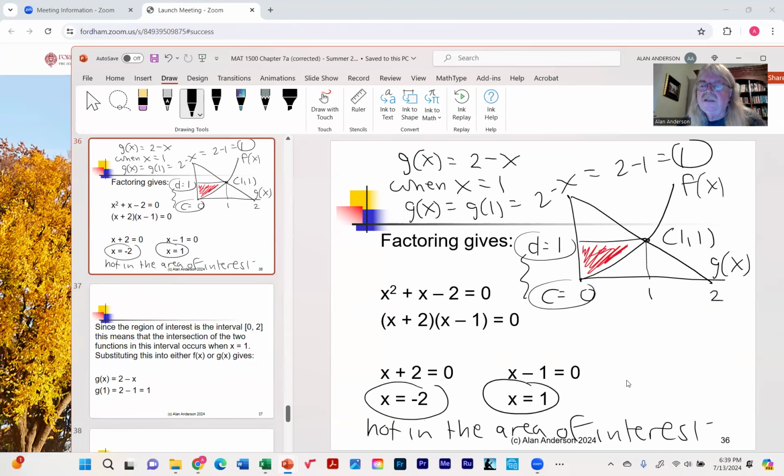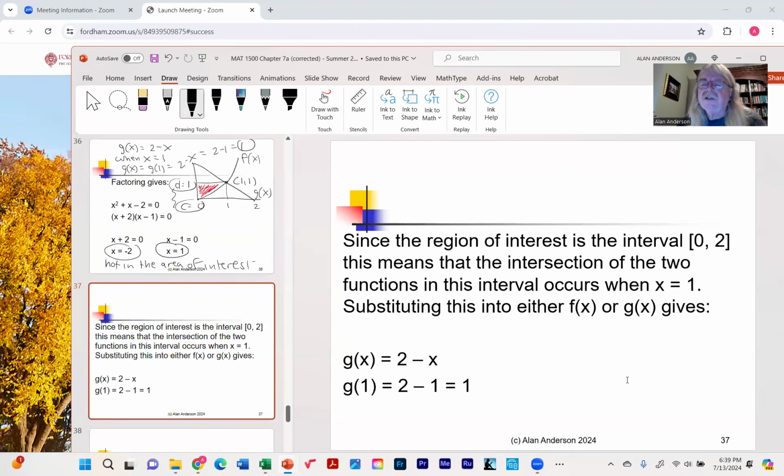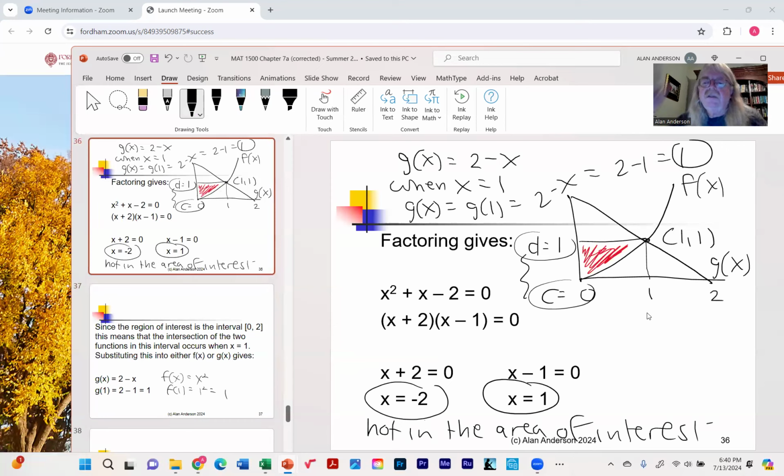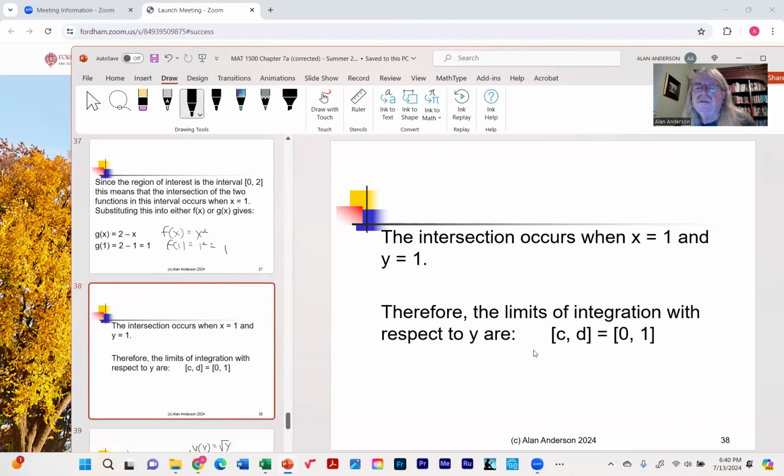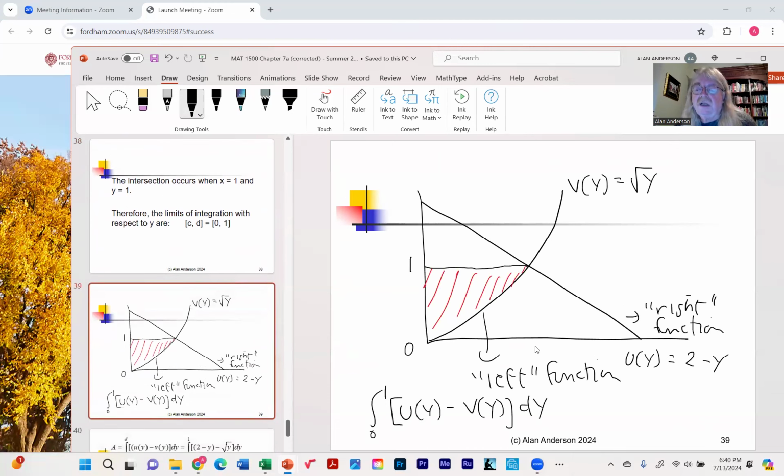And so g of 1 is equal to 1. And so is f of 1. So that's how we know that the interval of interest is from 0 up to 1, because that's where the two functions cross. So anyway, that's what we're after. So now that with all this setup, we're going to actually go ahead and do it.